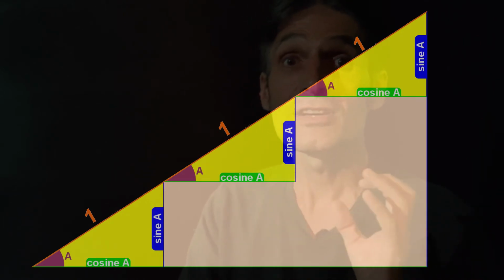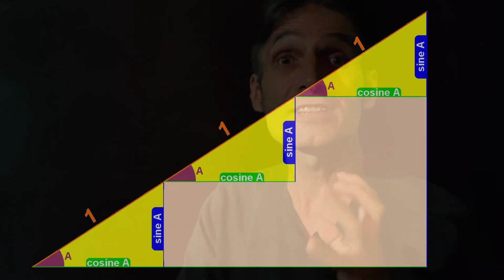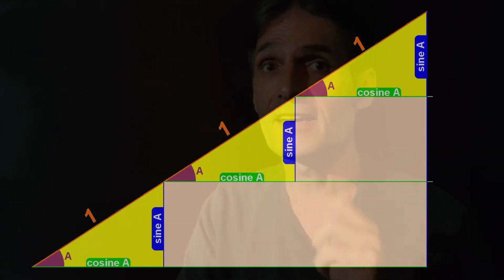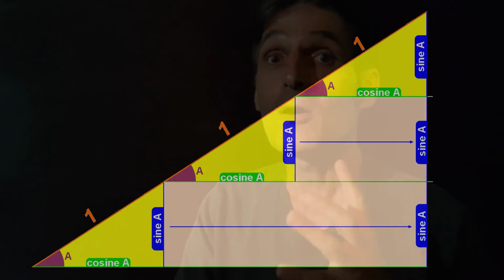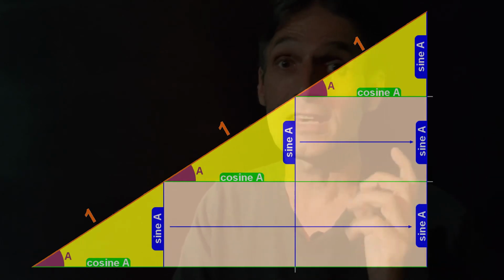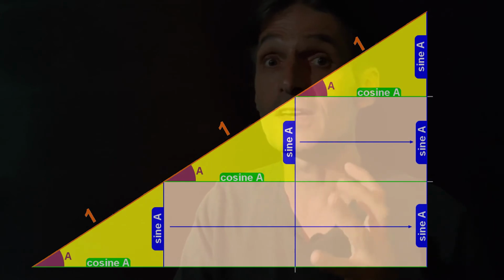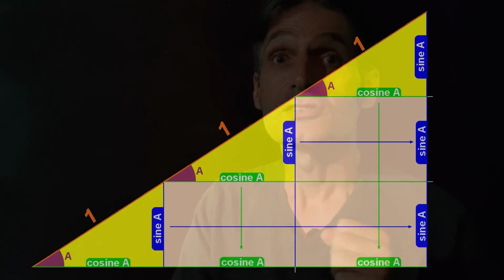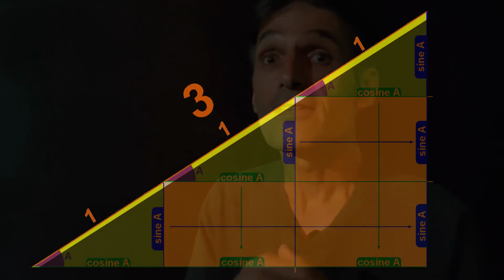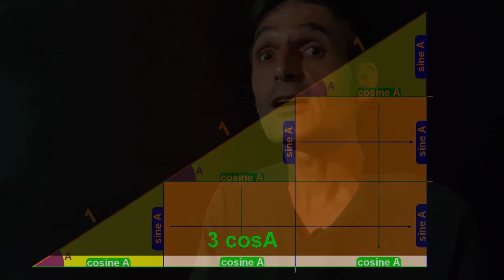What does it tell us for the opposite side? Let's project the sine to the opposite side. It fits 3 times. Now let's project the cosine to the adjacent side. It also fits 3 times. So our triangle measures 3 sine A and 3 cosine A. Guess what? If the hypotenuse was, let's say, 4.7, well, we would have 4.7 sine A and 4.7 cosine A. That's simple. Let's practice this a bit.